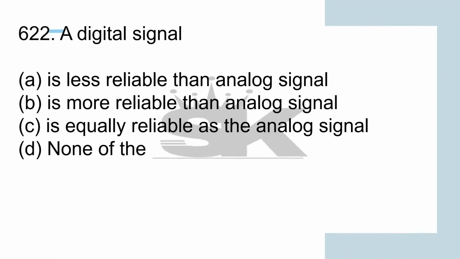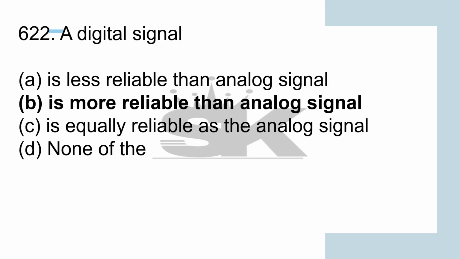A digital signal is more reliable than analog signal. Digital signal refers to an electric signal that is converted into a pattern of bits, unlike an analog signal, which is a continuous signal that contains time varying quantities. A digital signal has a discrete value at each sampling point and is more reliable than analog signal. So here the answer is more reliable than analog signal.